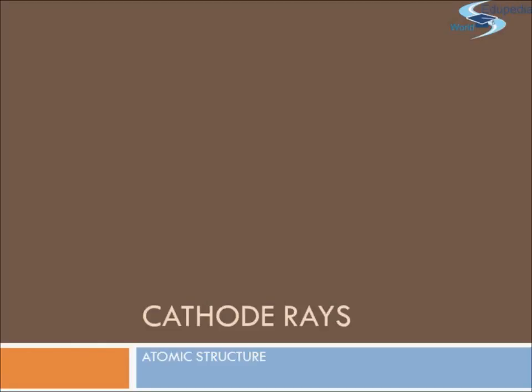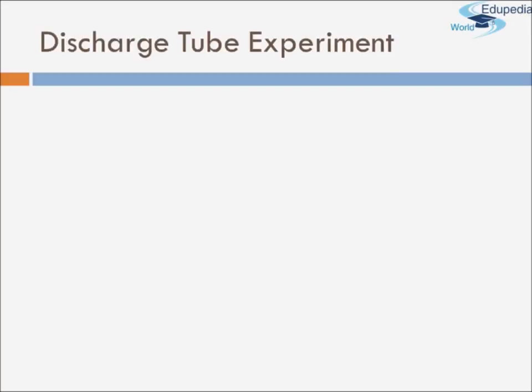I am Manish Agrawal, and today we'll be starting with atomic structure, and in that we'll start with the topic of cathode rays. Alright, we'll go into the discovery of cathode rays and some of their properties. So first let's start with how cathode rays were discovered. Cathode rays were first observed in something that we call a discharge tube. So what is a discharge tube?